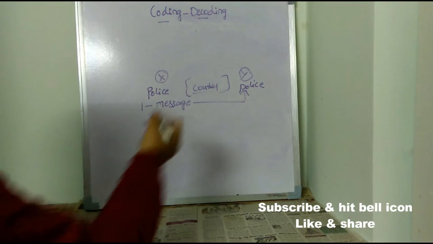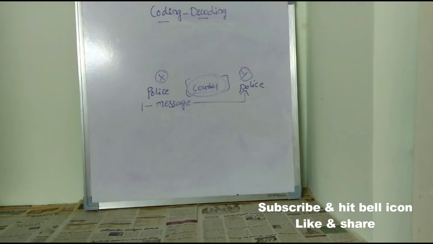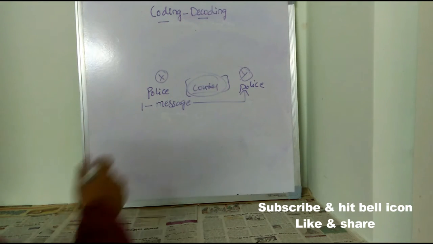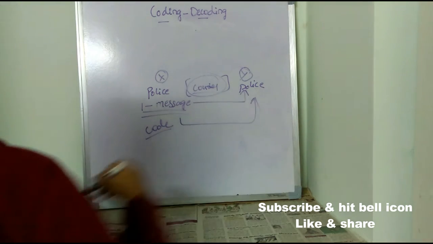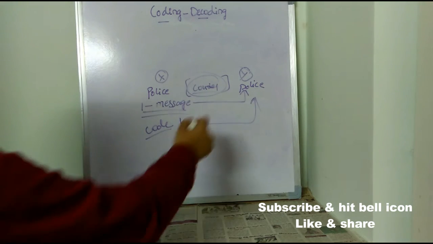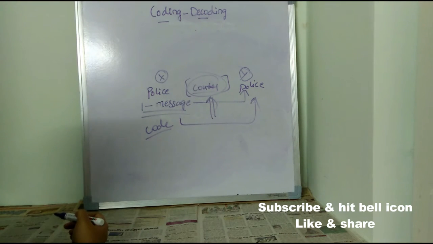If this courier person opens the courier and reads the letter, he should not be able to understand the message, because that is a strictly confidential message. There should be confidentiality maintained. So that's why this policeman will code the message and send it to the second policeman, so that if anybody opens the message in between, they will not be able to understand it.